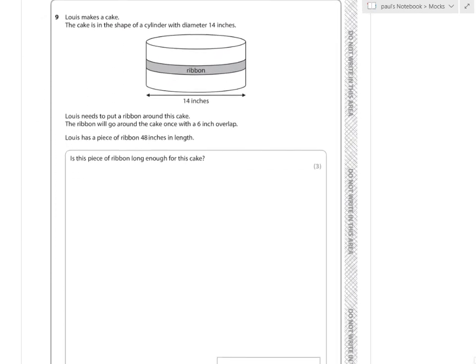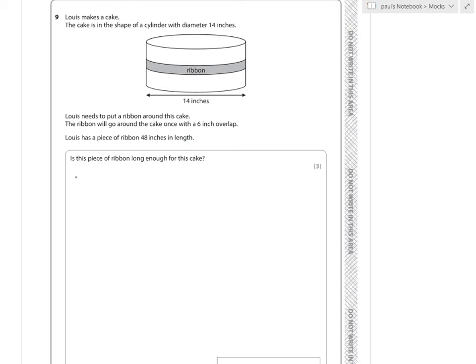Right, what's up now? Louie's making a cake. The cake is the shape of a cylinder with a diameter of 14 inches. Louis needs to put a ribbon around the cake. The ribbon goes around the cake once with a 6-inch overlap. Louis has a piece of ribbon 48 inches. Is this big enough for the cake?